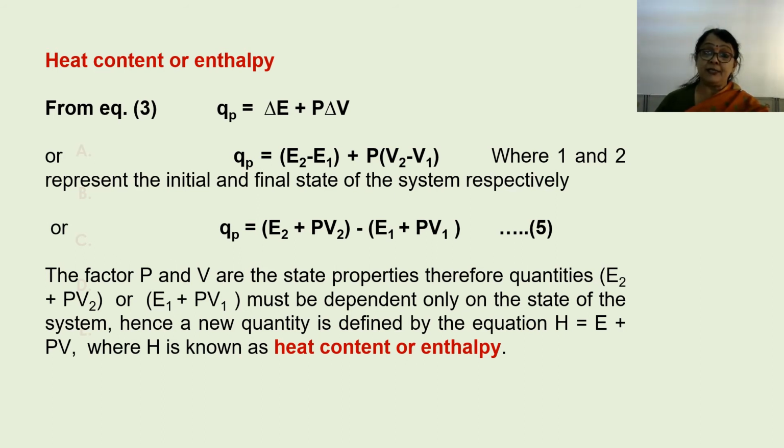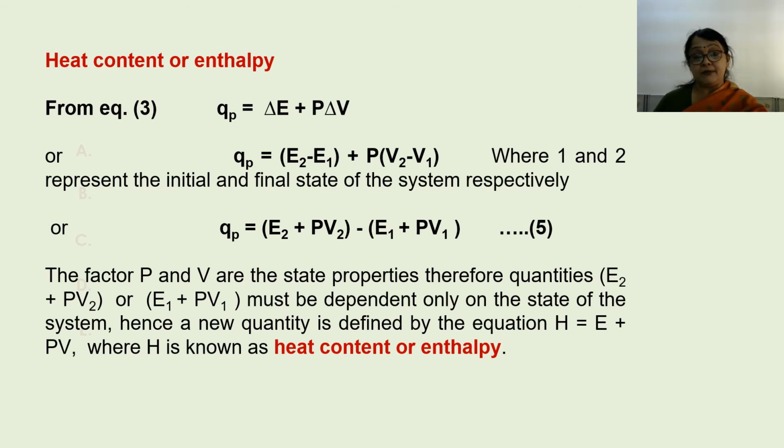If the initial state is represented by the subscript 1 and the final state is represented by the subscript 2, then in place of del E, we can put E2 minus E1, the internal energy of the final state minus the internal energy of the initial state, the difference in internal energy. And in place of del V, we can put V2 minus V1. Thus the equation becomes Qp is equal to E2 minus E1 plus P into V2 minus V1.